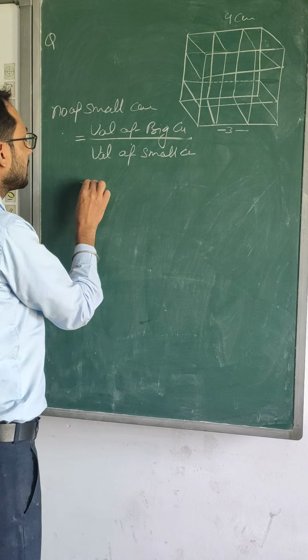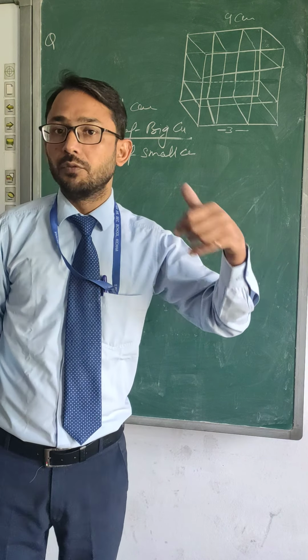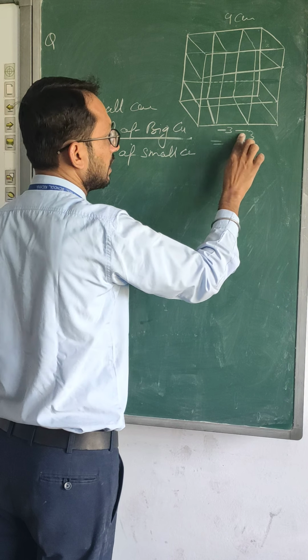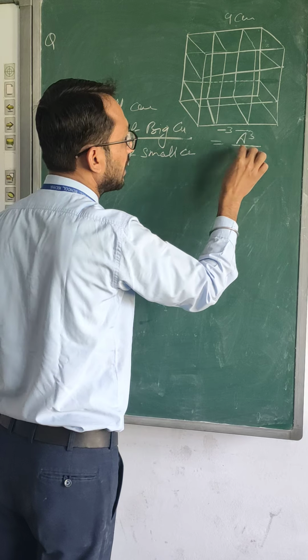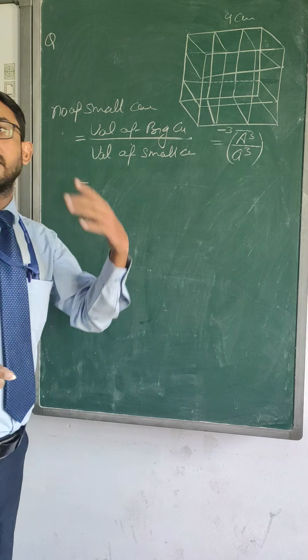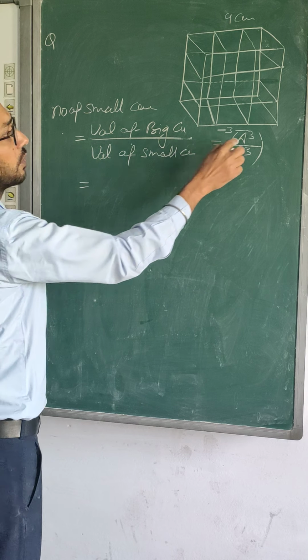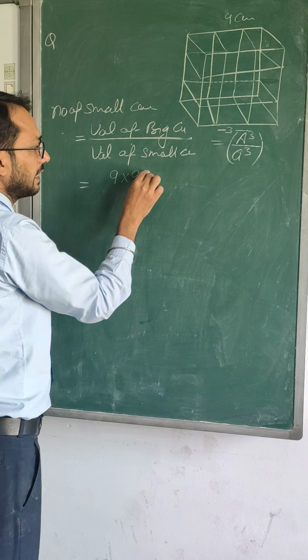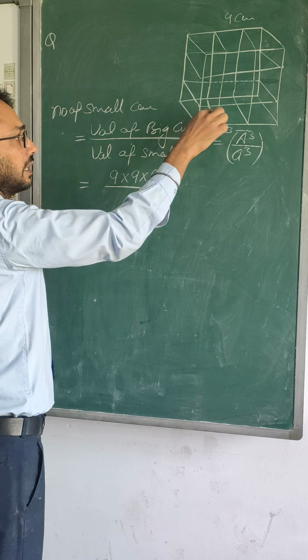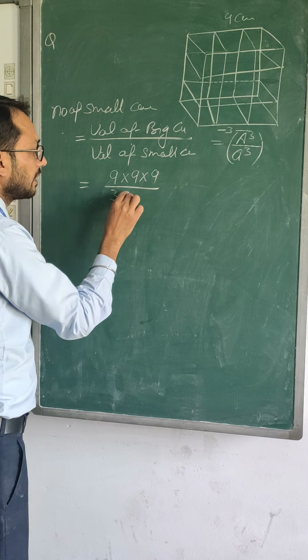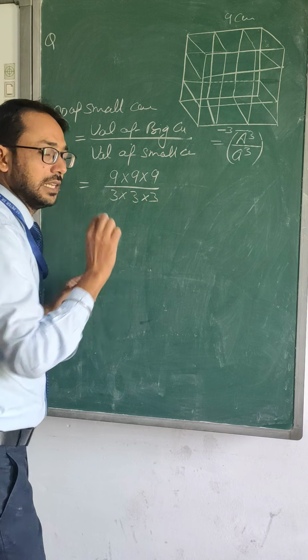The volume of a cube is side cube. This one I am saying capital A cube and this one small a cube. So this is the formula. Let us put the values. A cube means 9 cube, that is 9 into 9 into 9, upon the small cube of side 3 into 3 into 3.